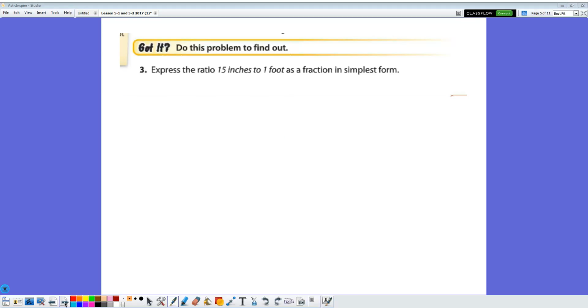Okay. 3. Express the ratio 15 inches to 1 foot as a fraction in simplest form. Okay, I don't want you converting yet, so you're just going to write it as a fraction. 15 over 1. And since it's in simplest form, we're going to leave it.